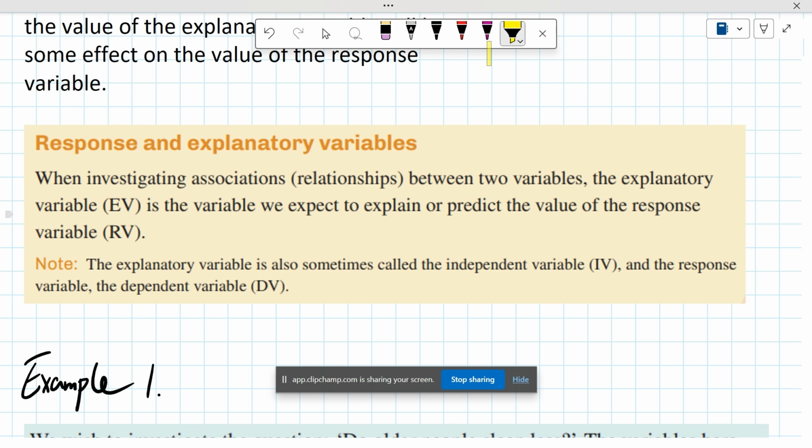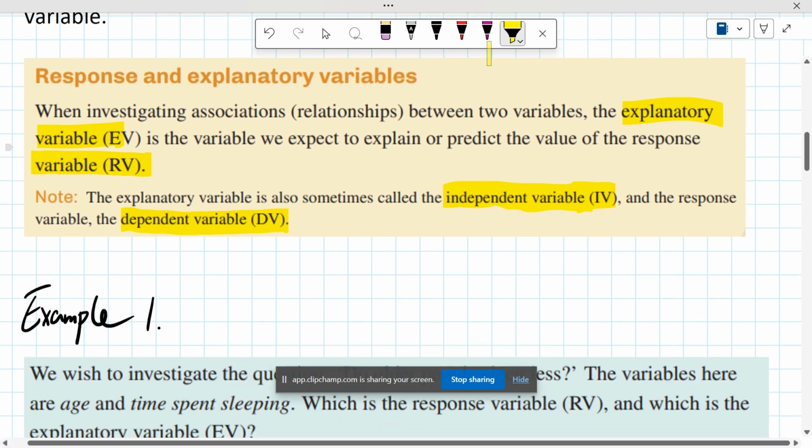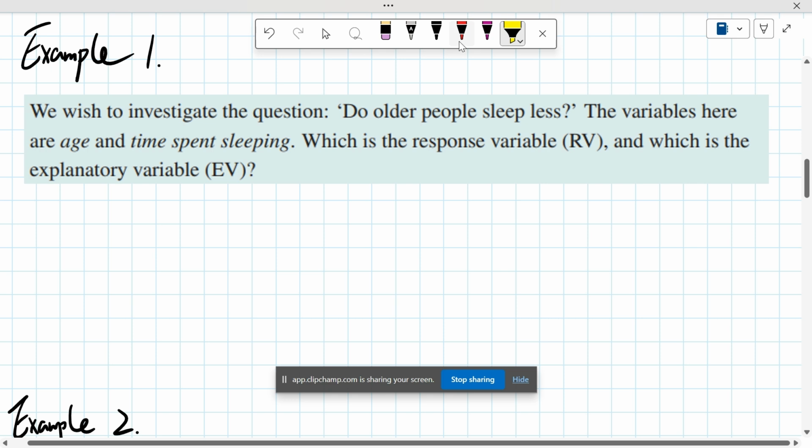When we're investigating an association between two variables, the explanatory variable is the variable we expect to explain or predict, and then there is the response variable. Explanatory is also sometimes called the independent variable, IV, and the response is also called the dependent variable, DV.